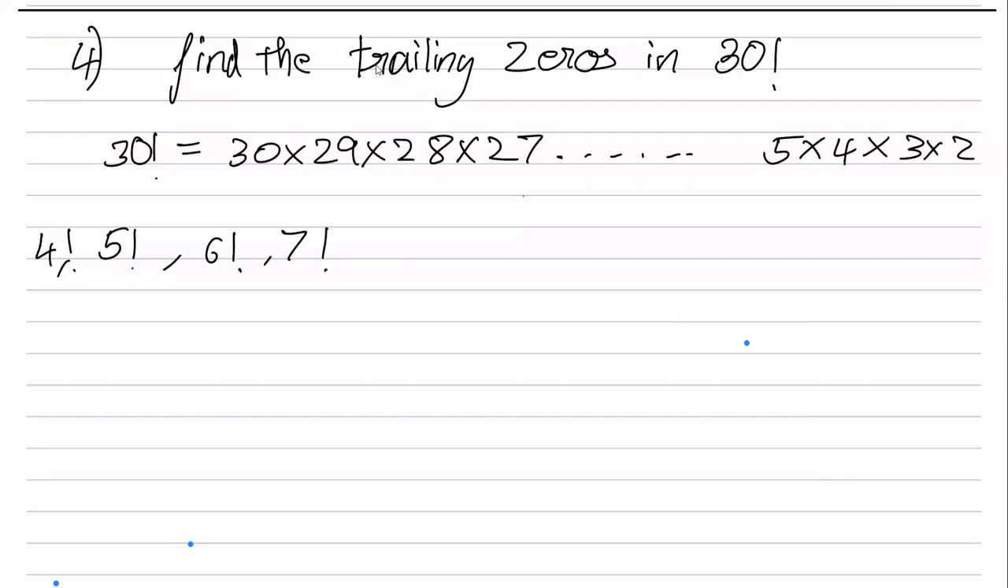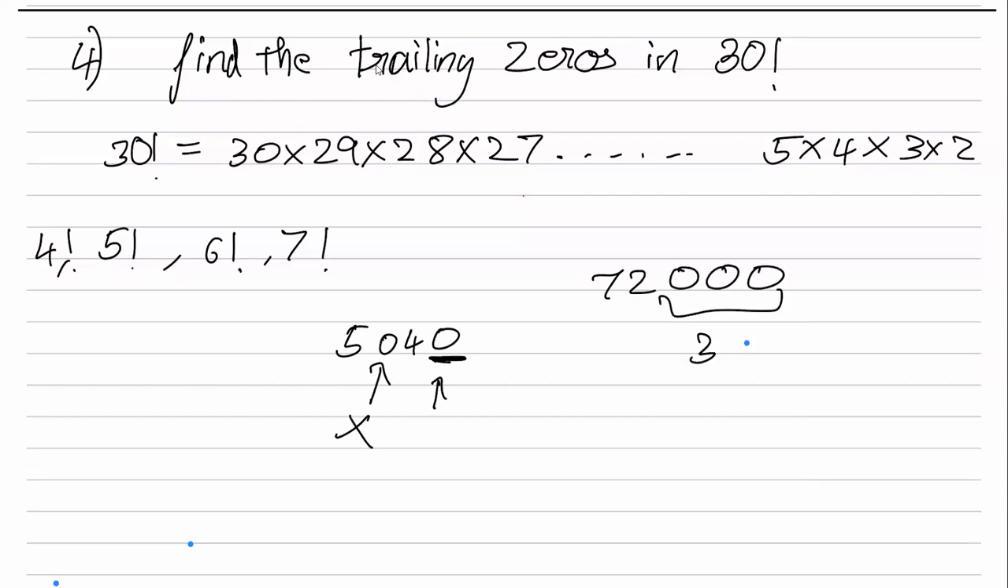Sir, what does it mean, find the trailing zeros? So if you have a number like 5040, the trailing zero is this. This is not a trailing zero. Okay. So a number like 72000 has three trailing zeros.